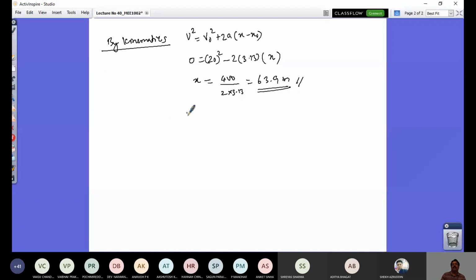And what is the time taken to stop? That would be easy again. I'll use one of the primary motion equations, that is V is equal to V naught plus AT. So this is 0 and this is 20 and this is minus 3.13 T. So T will be 20 by 3.13. You will have the value 6.396 seconds. It takes this many seconds. So this is that straightforward to solve.